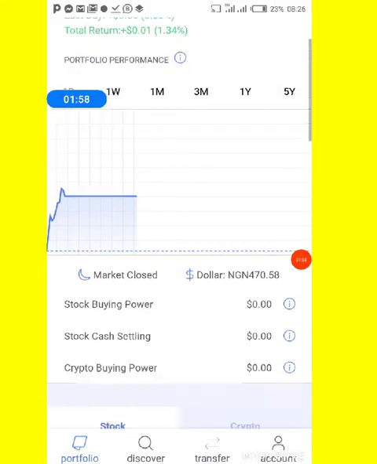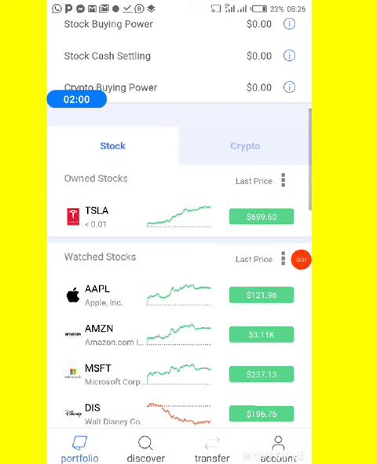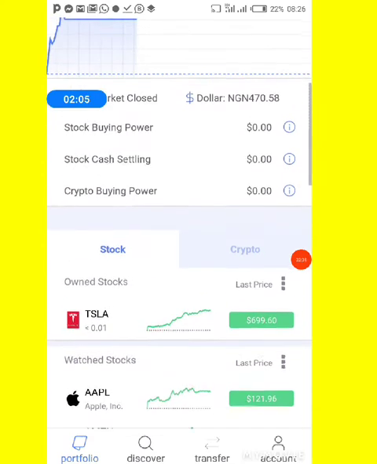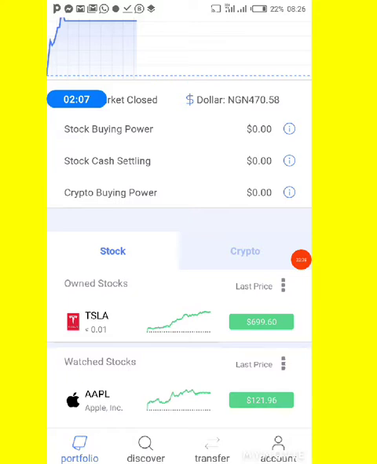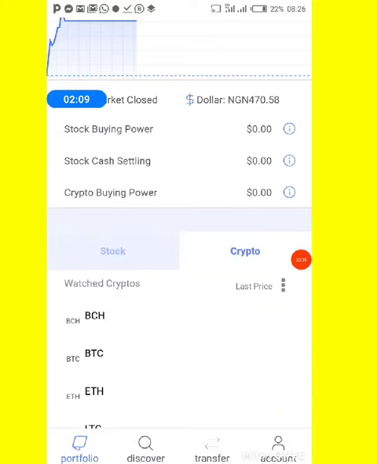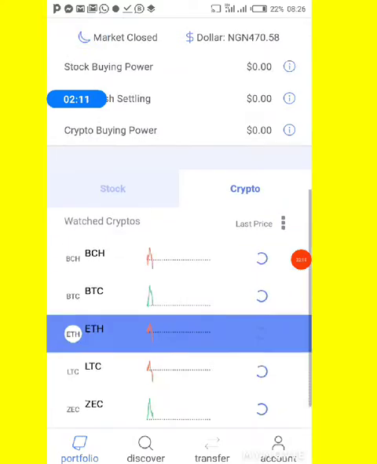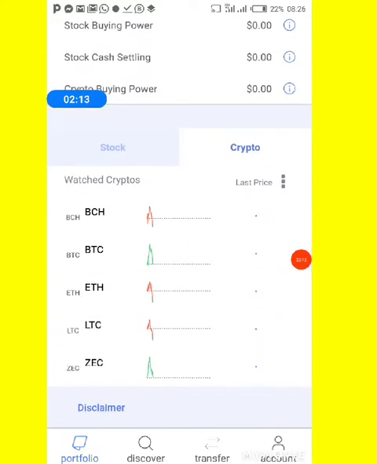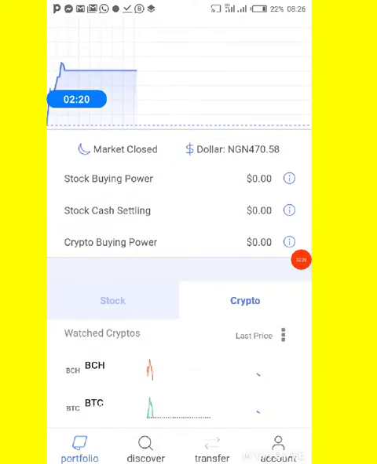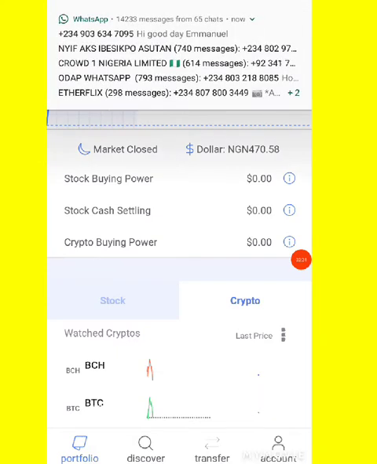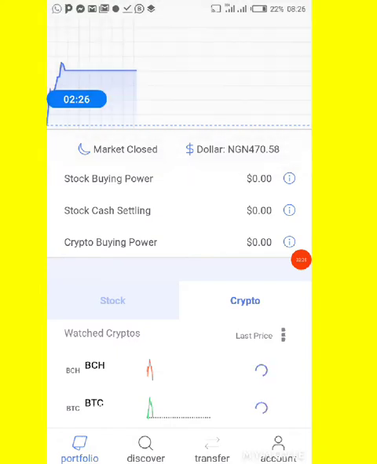Now if you move down, you notice that we have two different sections. We have stock, which is highlighted, meaning the stock is open now, and we also have crypto. If I click on the crypto here, you see that crypto is also open: Bitcoin, Bitcash, Ethereum, Litecoin, and then Zcash. But today I'm going to be talking about stock, how to invest in stock. So I'm going back to click on stock to open stock.